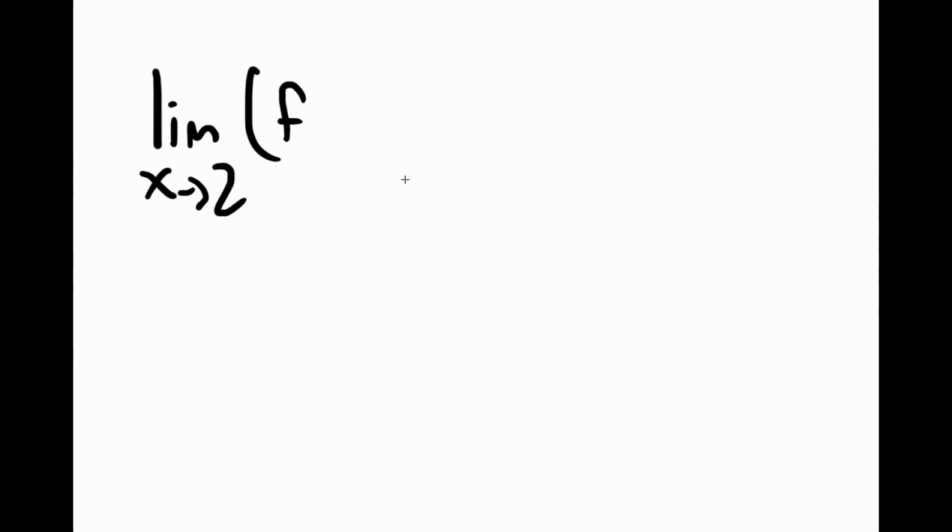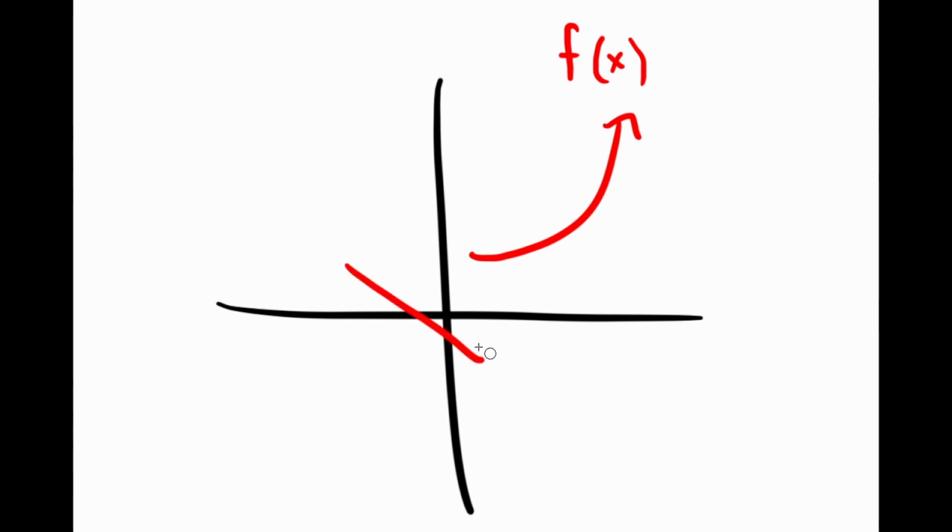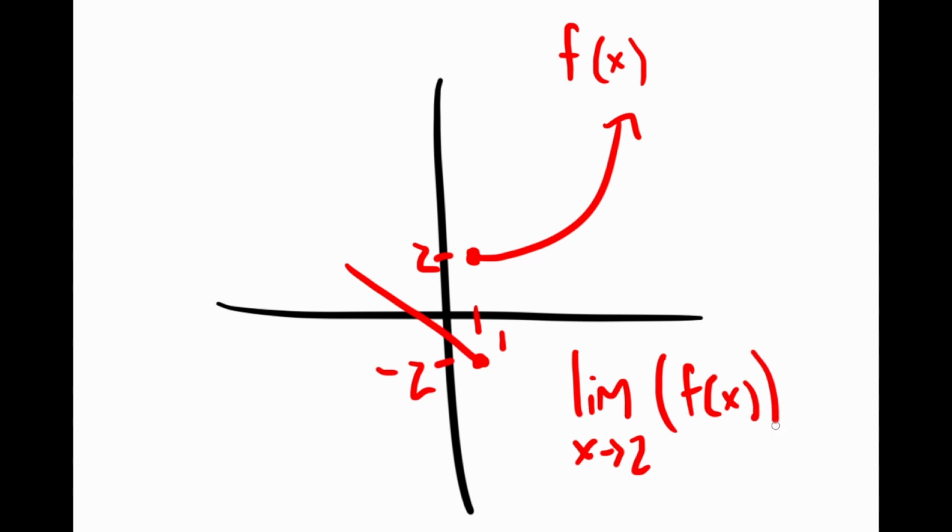Let me create a graph real quick. Let's just show an example. We'll say red is f of x. See, that's 1. We'll say that's 2 and negative 2. How exactly would you say the limit as x approaches 2 of this function would be?